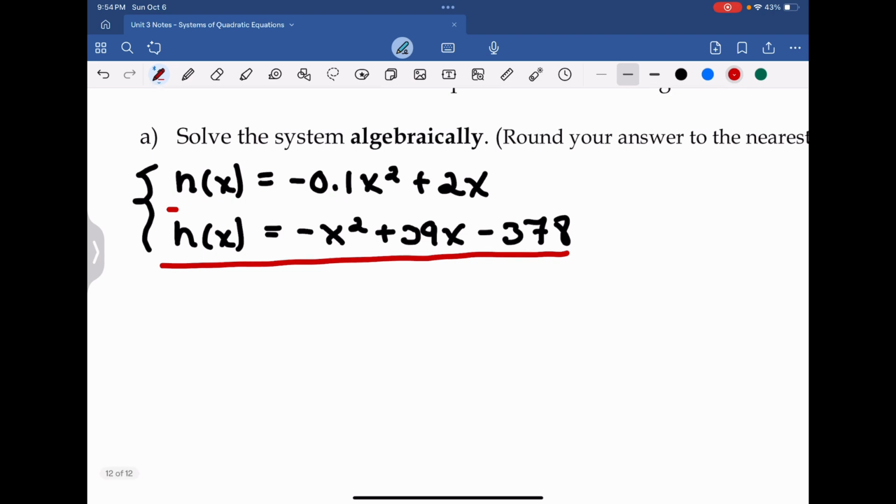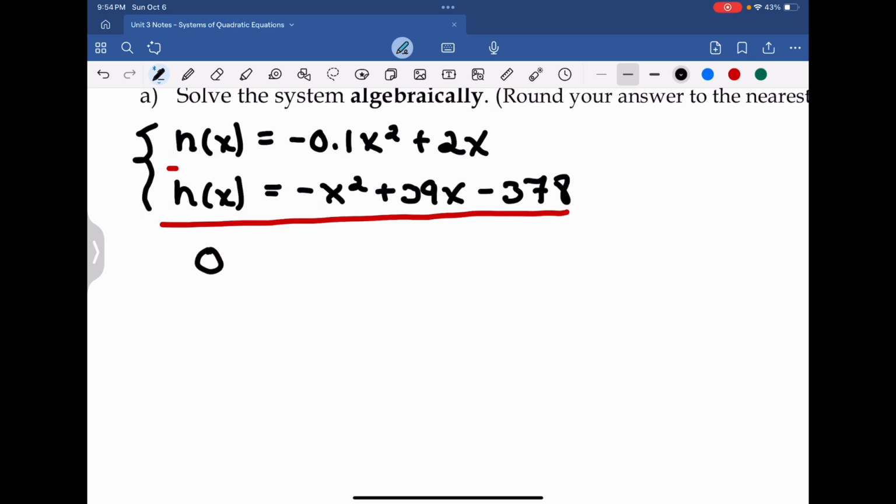This is h of x minus h of x, which is zeros. Perfect, which is equal to negative 0.1 minus minus 1x. This is the same as saying we're taking negative 0.1 and then adding 1. This is going to give us 0.9x squared. We have 2x minus 39x is minus 37x. And then 0 minus this constant, because technically I guess you could write a positive 0 here. 0 minus the negative 378 is positive 378.